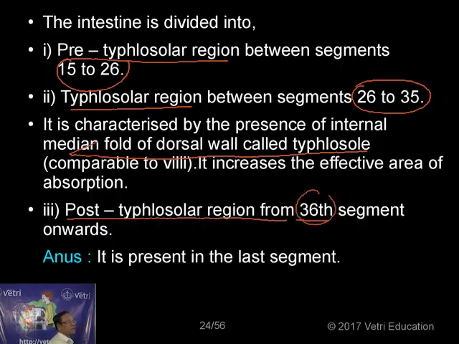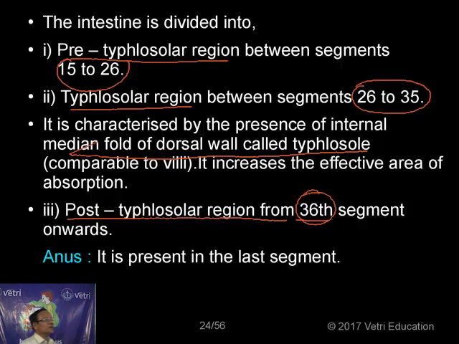So remember these segments. We have 15 to 26, the pre-typhlosolar region, the region just before the typhlosolar intestinal region. From 26 to 35, the intestine has the typhlosole, hence it is called the typhlosolar region. And after 35, the segments without the typhlosole, after the typhlosolar region, are called the post-typhlosolar region. So 15 to 26, 26 to 35, and from 36 segments onwards till the end, the intestine is called the post-typhlosolar region of the intestine.